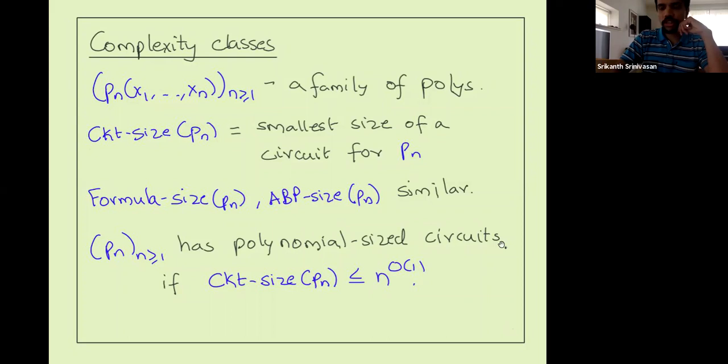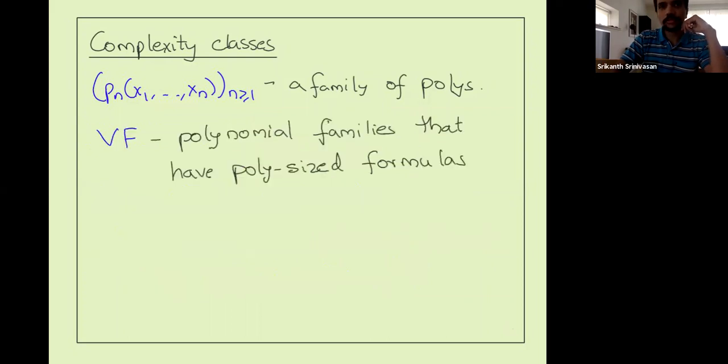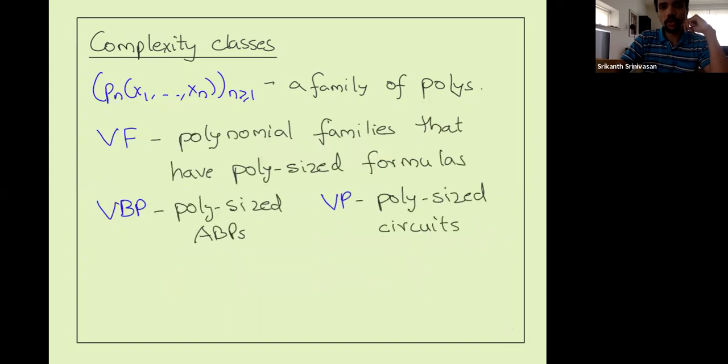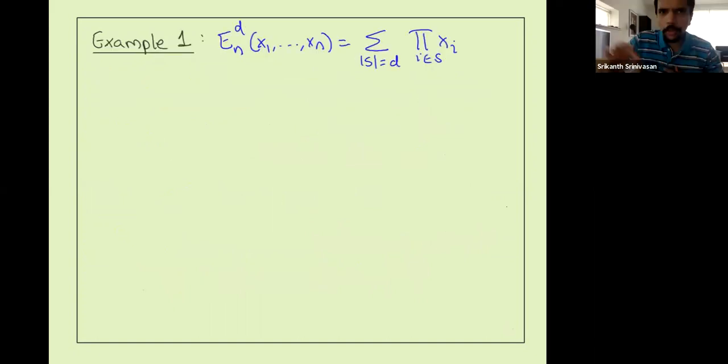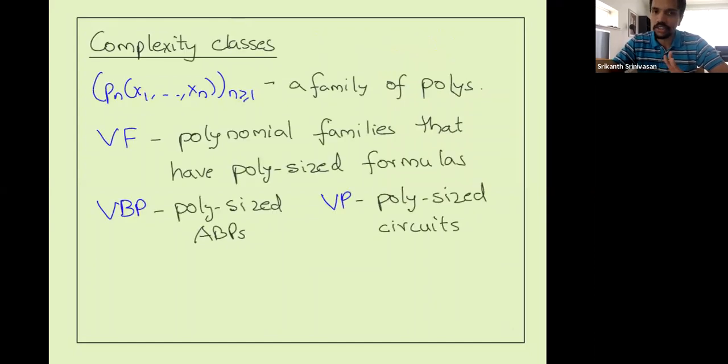All right, great. So this was quite a bit of theory. So let's do maybe a couple of examples. Okay. So I want to talk a little bit about this polynomial family, the elementary symmetric polynomials, and maybe play around with it a little bit and talk about circuits, algebraic branching programs, etc. for this family. Okay. So it turns out that this family has polynomial sized circuits, algebraic branching programs, as well as formulas. So it's in all 3 of these complexity classes that we saw on the slide.